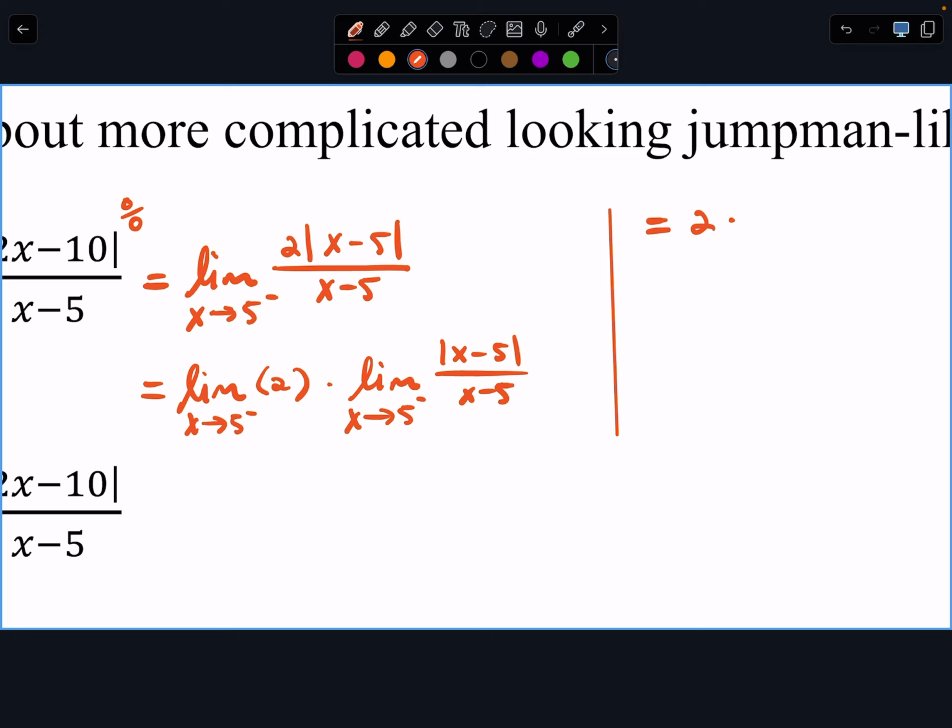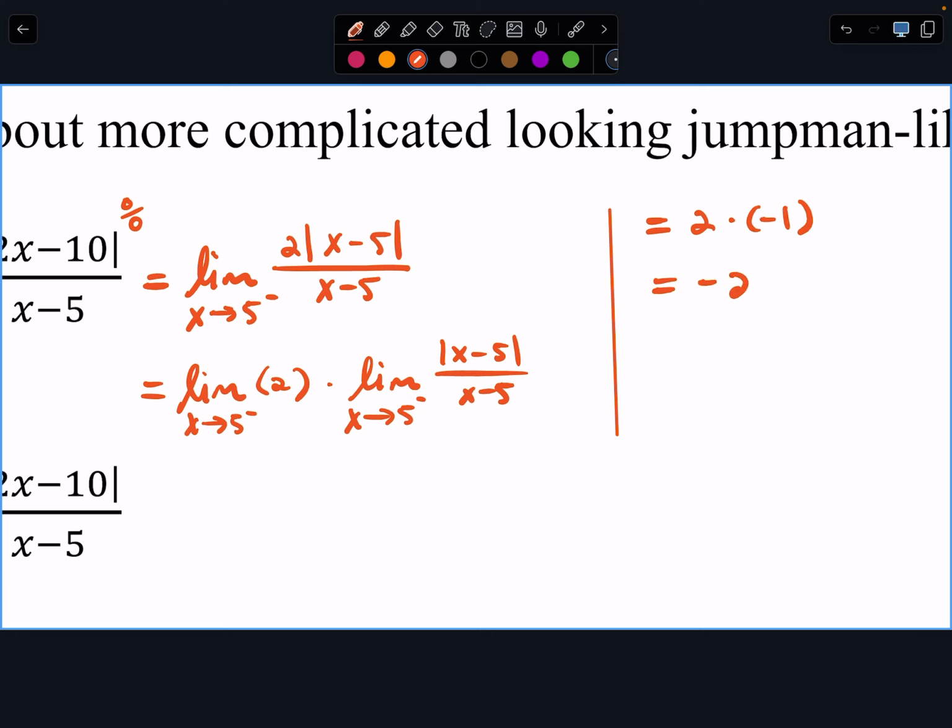Shifting Jumpman to the right. So the jump is now going to be at 5. What x is approaching has also been shifted to the right 5. So when we're trying to determine the limit as x approaches 5 from the left, you can just think about Jumpman having been shifted to the right 5. So that means Jumpman would be approaching -1. Do we visualize that?